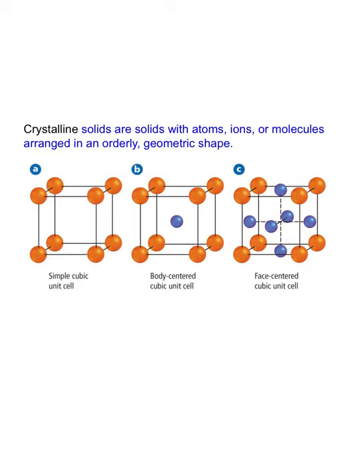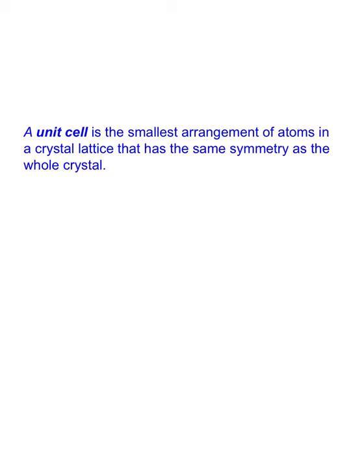So what is a crystal? A crystal is just a repeating geometric pattern between the different types of atoms that make up that material, or different types of molecules. And obviously a crystal is a solid. And if you look at only one unit of a crystal, that's called a unit cell.